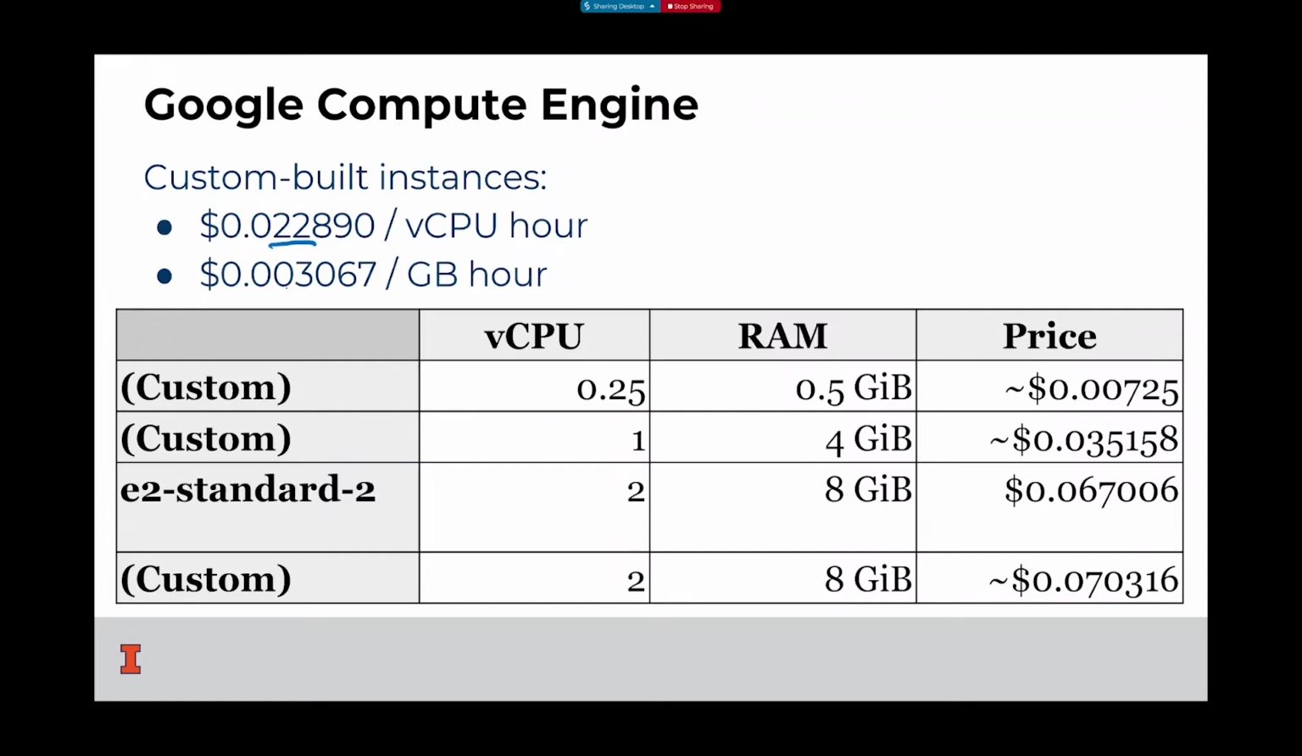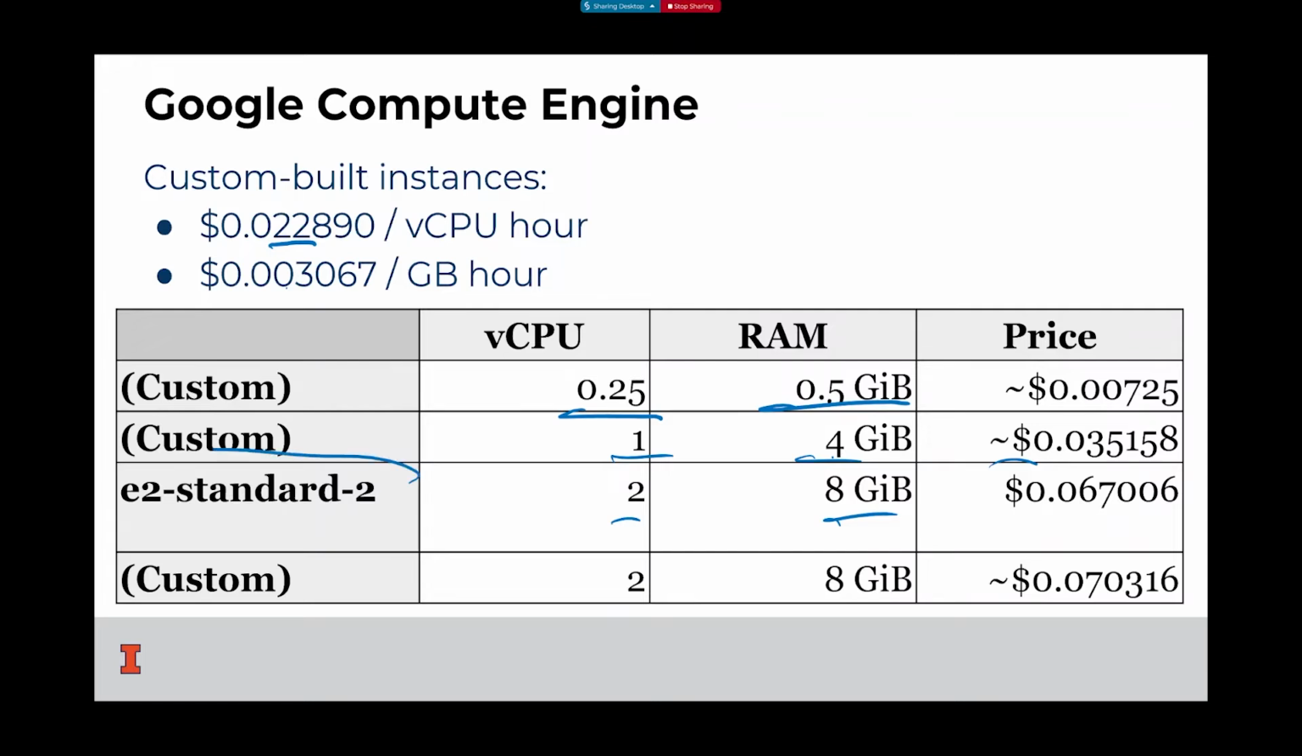But if you add it all up, the smallest unit you can get of a virtual CPU is a quarter of a virtual CPU. So you basically get credits on that CPU. And you can get half a gig of RAM. So the cheapest box you can get on Google is going to be about 7.7 cents an hour. Or, sorry, on Google. So you can configure it however you want. Maybe you want 1 whole virtual CPU and 4 gigs of RAM. That's going to set you back 3.5 cents an hour. 2 virtual CPUs and 8 gigs of RAM is going to cost more.